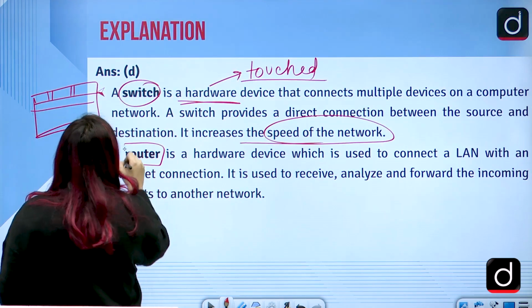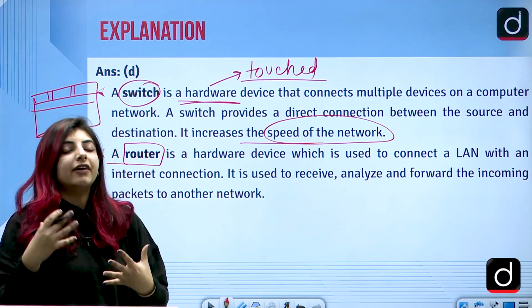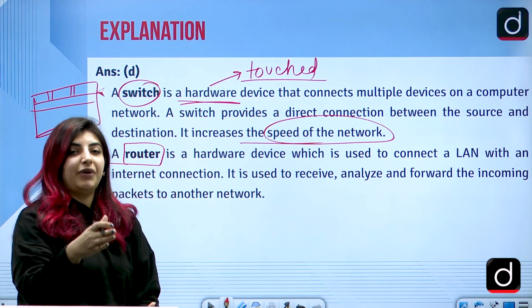Coming to the second thing, a router. Route, किसी चीज को route करना. What do we mean by routing? Router is something which makes ways, correct?